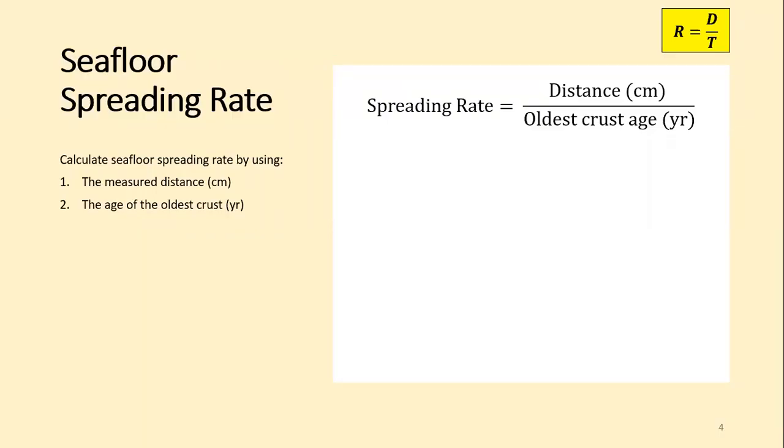Now that you have the distance to work with, let's calculate the seafloor spreading rate. To do this, we will use the measured distance in centimeters and the age of the oldest crust in years. You may recognize this formula by its general format of rate equals distance divided by time. However, we need to make some adjustments. Your lab assignment asks that your final answer be in the units centimeters per year. So we first need to convert kilometers to centimeters.